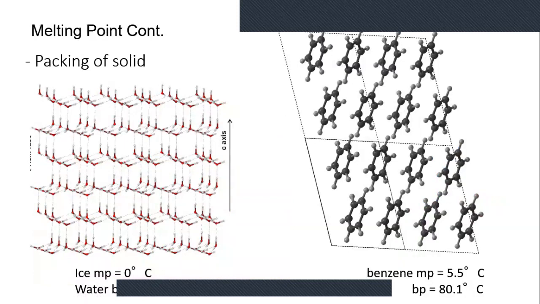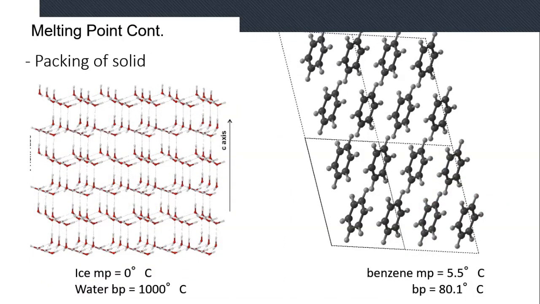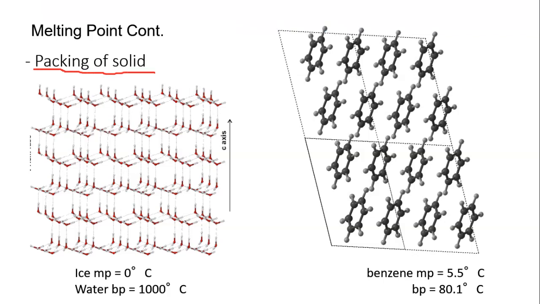And so the melting point is dependent, to some degree, on the intermolecular forces. However, to a bigger degree, it's dependent on what's referred to as the packing of the solid. So how does the solid pack? These molecules, when they're frozen, how do they pack with one another? And so you see for ice, which has a melting point of 0 degrees Celsius, it packs like this. So these water molecules are forming what are called hydrogen bonds between the hydrogen of one and the oxygen of the other, and they pack in this fashion.